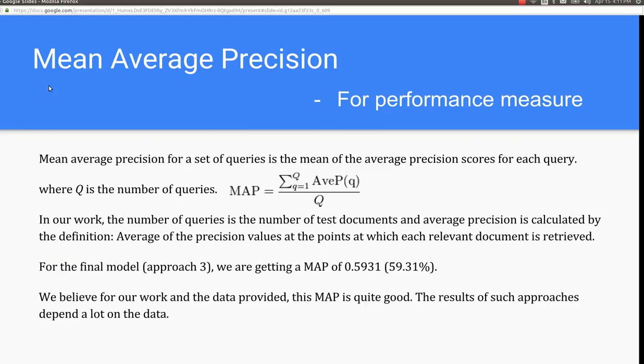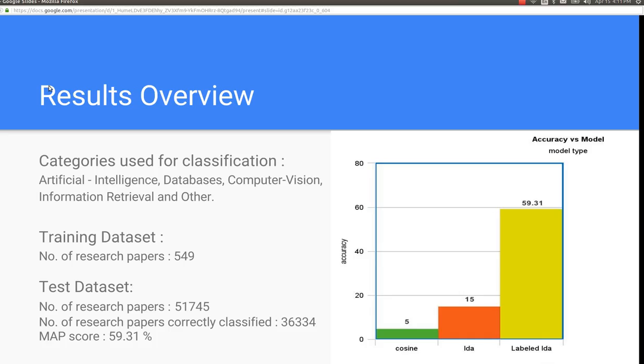And now we used mean average precision for measuring the performance of our algorithm, and we got a MAP score of 0.59, or 59.31%. As you can see in the results overview, it is much better as compared to the previous approaches that were used by us, cosine similarity and LDA.